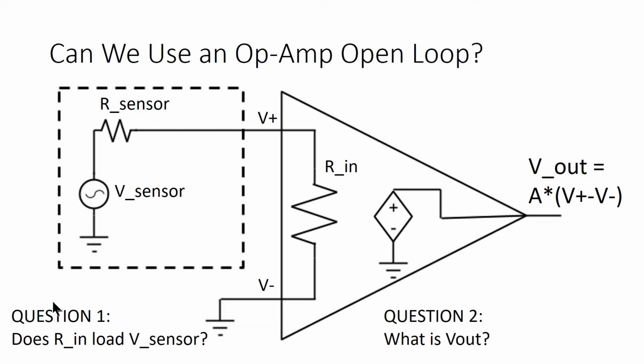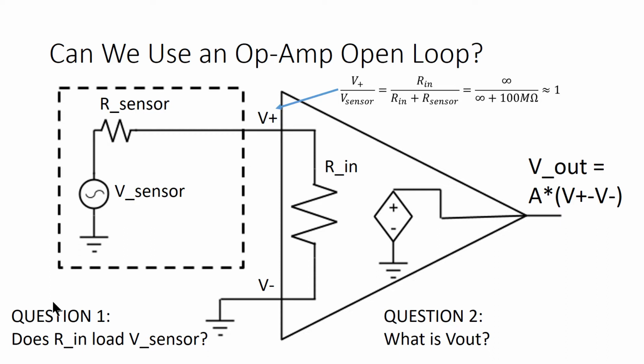The answer is no. In this case, V plus is formed by a divider between our sensor and Rin, and because we approximate Rin as infinitely large, V plus is going to be equal to V sensor. The second question is whether we can infer what V sensor was from V out, which we can safely measure without loading the op-amp. So take a second to calculate V out.